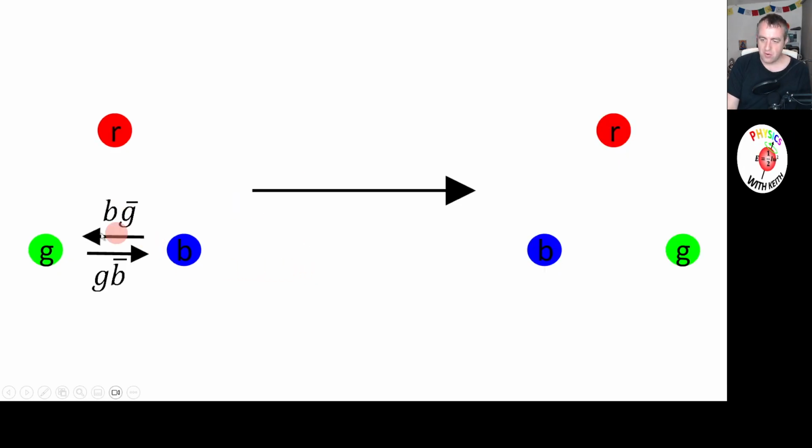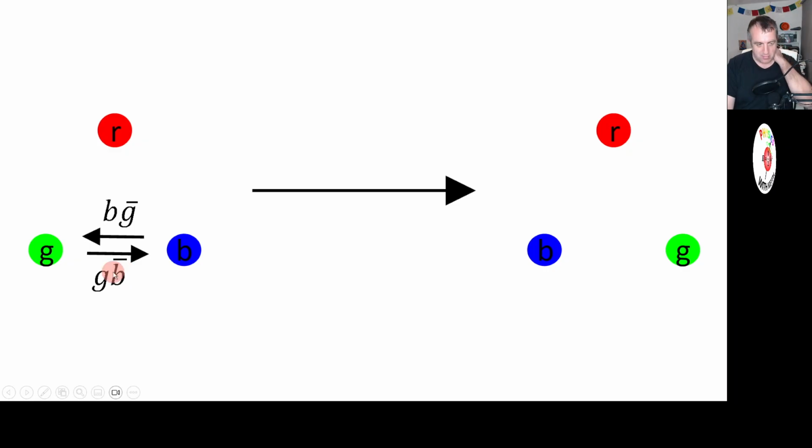And we have the two processes between the green and the blue quark. And it's the same thing, but for completeness, I will say it out loud. The blue quark can lose its blueness and lose its anti-greenness, thus becoming green. The green quark can gain anti-greenness and also gain blueness, thus becoming blue.